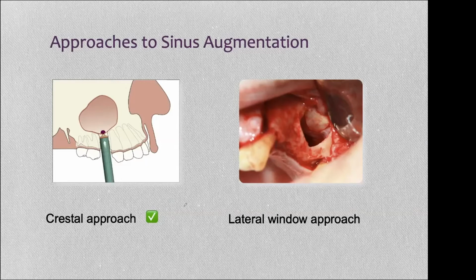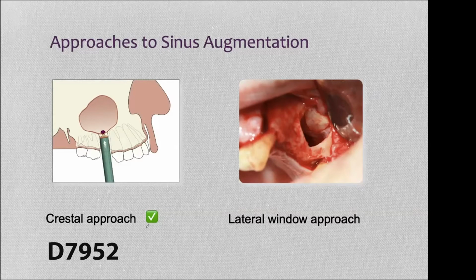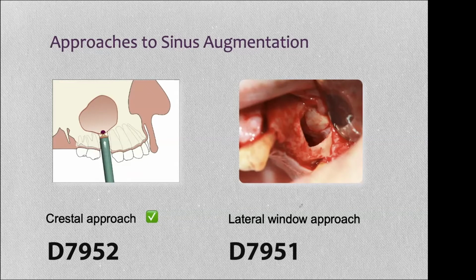Now, for those of you who practice in the United States, the CDT code for the internal sinus lift, or the crestal approach, the vertical sinus lift, is D7952. For the lateral window approach, it's D7951. I have used the D7951 a handful of times over the past year or two, whereas this is virtually daily, sometimes multiple times in the same day, that we deploy this technique.